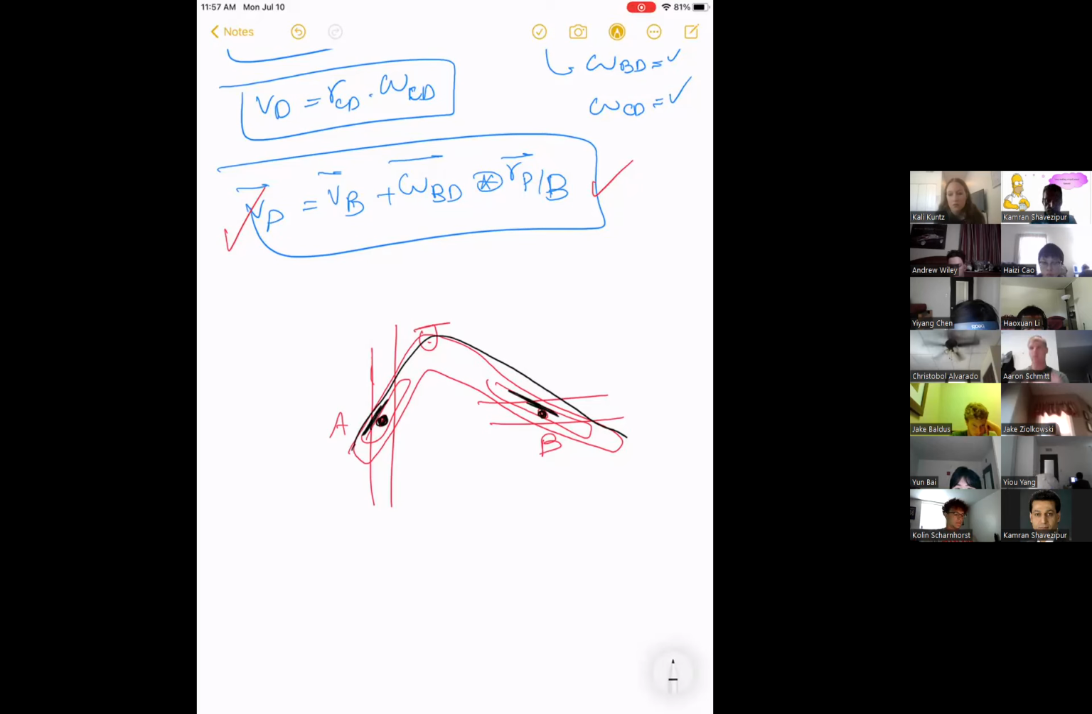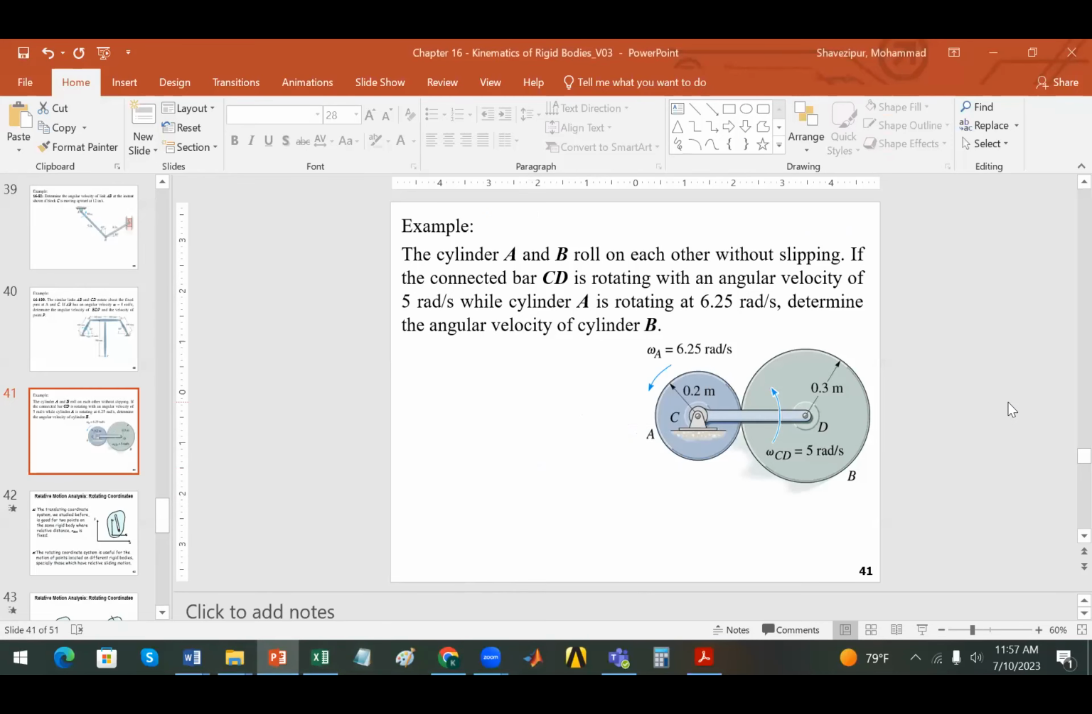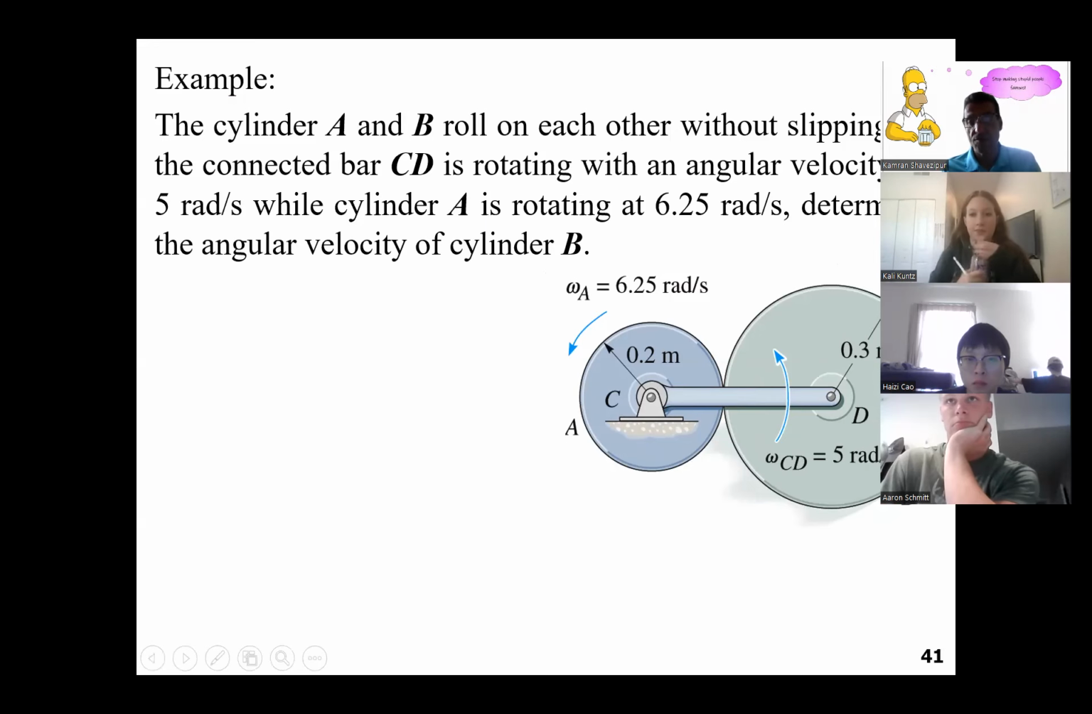Good observation. Okay, are you guys done with this thing? Okay, let's go back to the slides and do this example. This is quite an interesting example too. You have two cylinders that could be like gears, same thing. As far as the two cylinders do not slide relative to one another, right? I don't know if you can see my hands.